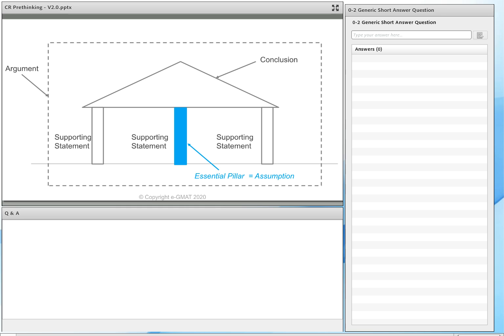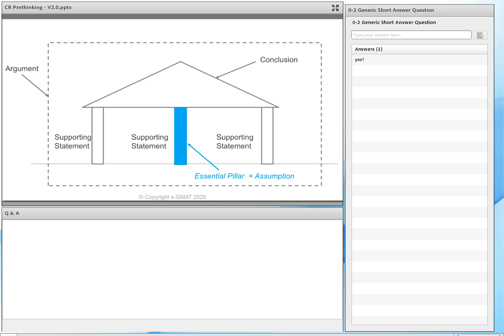Okay. Now think about a house again, and this analogy is very powerful because it applies across. Think about your house and tell me, in your house, can there be more than one essential pillar? Can your roof cave in multiple places? Yes, no? You can type that answer in. Can there be more than one essential pillar?